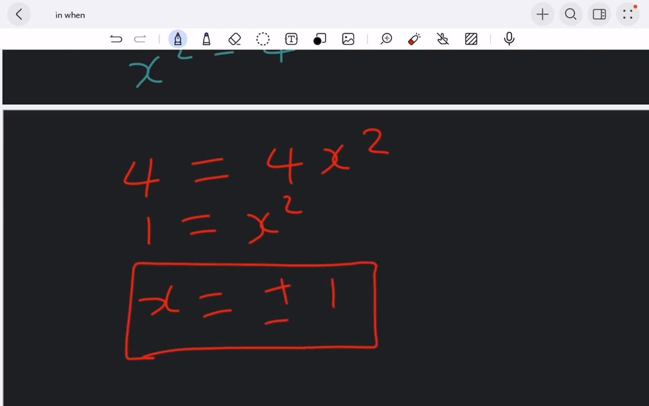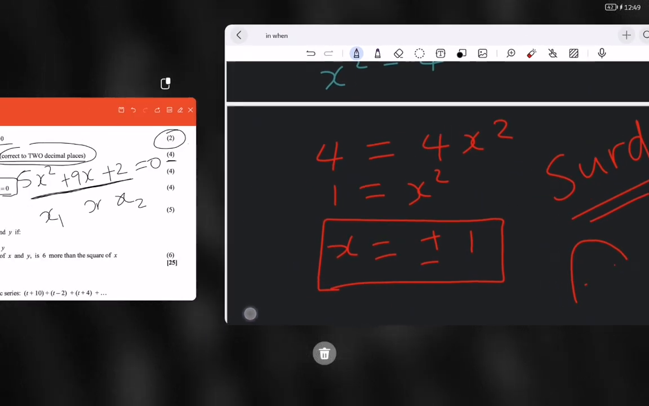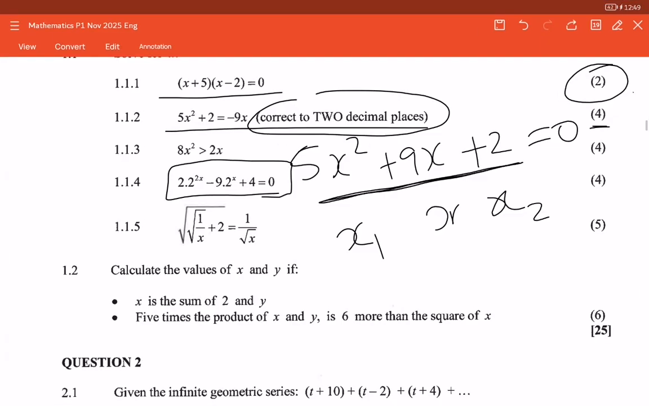But this is a trap question. So what we're going to do is go back and plug our values in here to see which one is satisfied between 1 and minus 1.